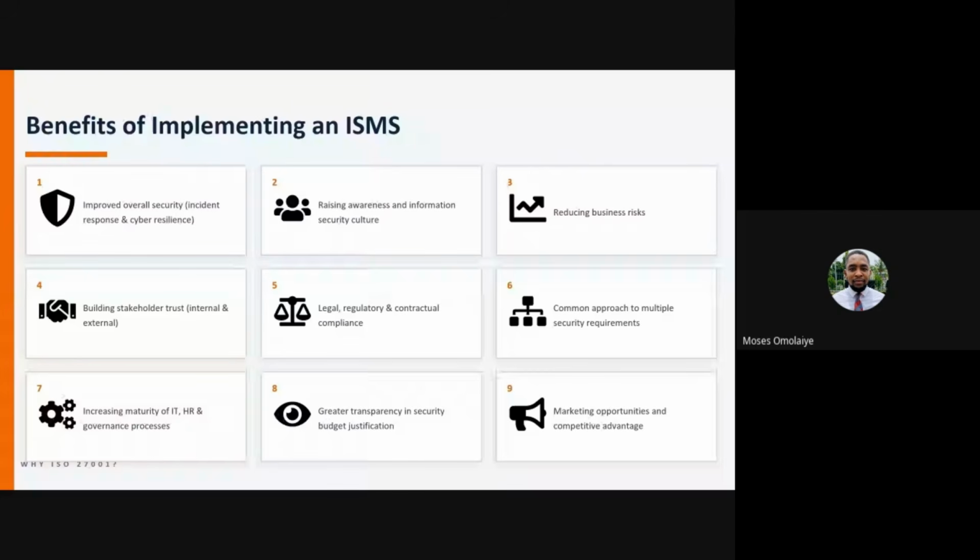Even when you look at things like the Nigerian Data Protection Act or the GDPR or the one for California and India, you'd see that components from here already help to align the organization in the right direction to meet those regulatory standards, or to be compliant with them. And then common approach to multiple security requirements. There isn't a different approach each time.